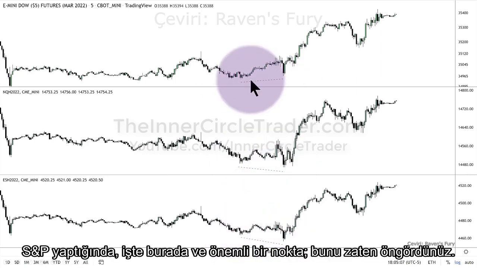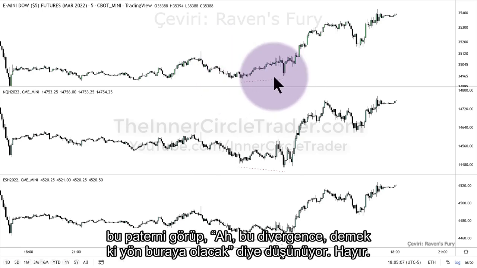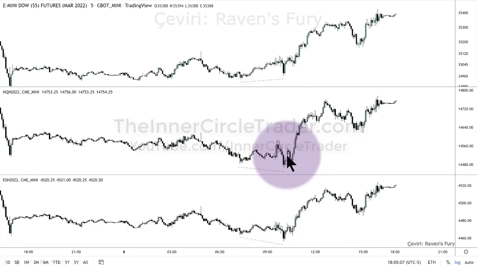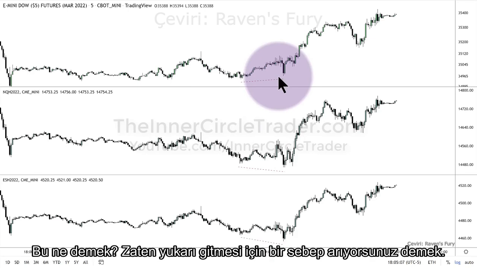When you see that right there, and here's an important thing, you anticipated already. You're not looking for this. This is what some of my students, when they come into my mentorship, see this pattern and think, oh, it's diverging, so that means it's going to go the other direction. No. This is something that confirms an idea that you had already established before price does what it's doing in real time. What does that mean? You're already looking for a reason to go higher.